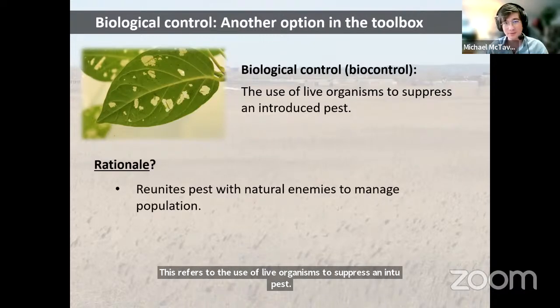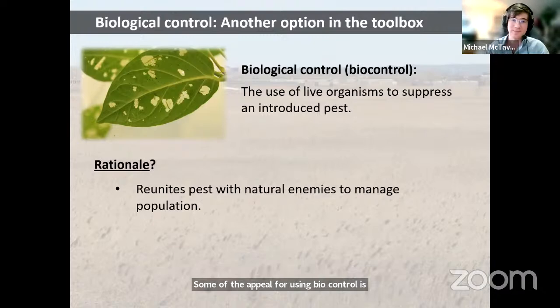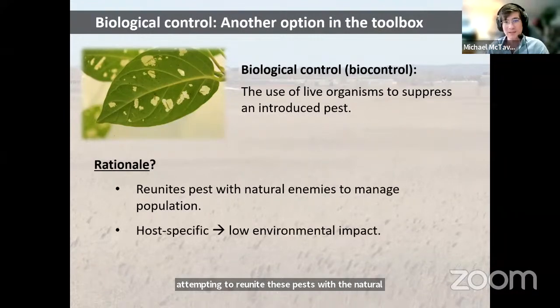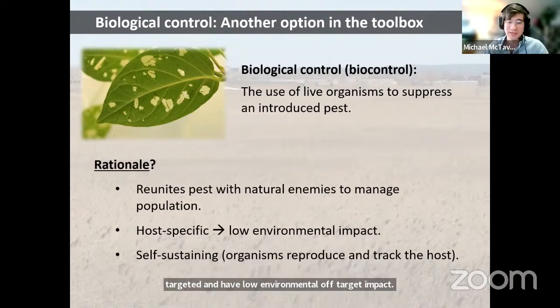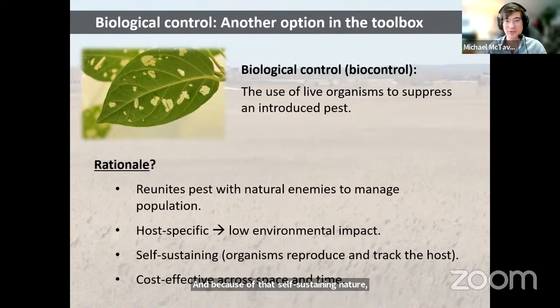Some of the appeal for using biocontrol is that it is attempting to reunite these pests with the natural enemies that they have escaped from that would normally help keep their populations in check. Because these natural enemies are selected to be highly host specific, it can be very targeted and have low environmental off-target impact. Biocontrol can become self-sustaining as the organisms reproduce and track the host through space and time. And because of that self-sustaining nature, this can be very cost-effective, even at very large spatial and temporal scales.